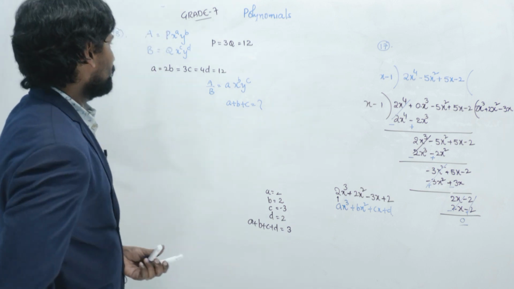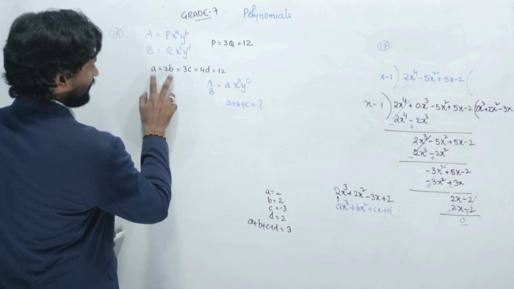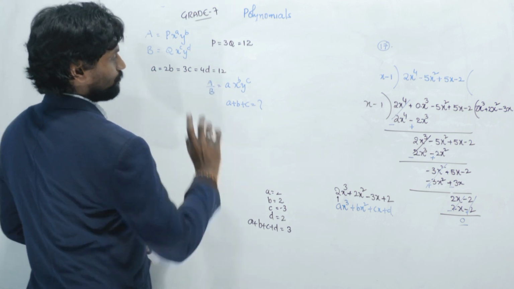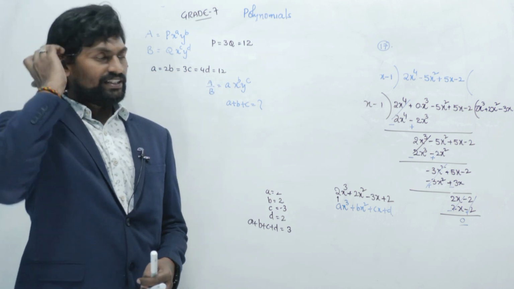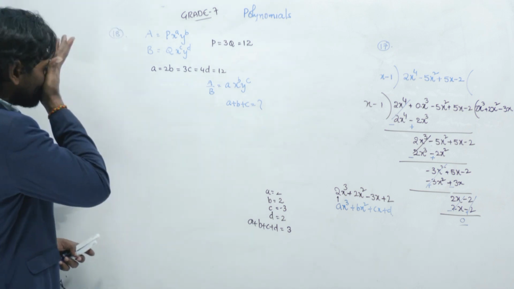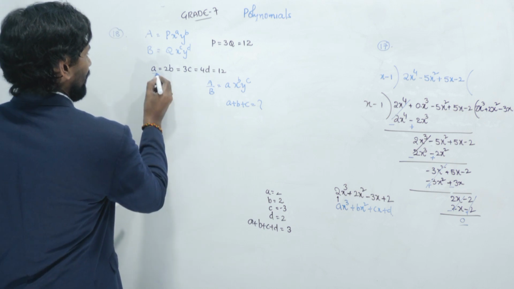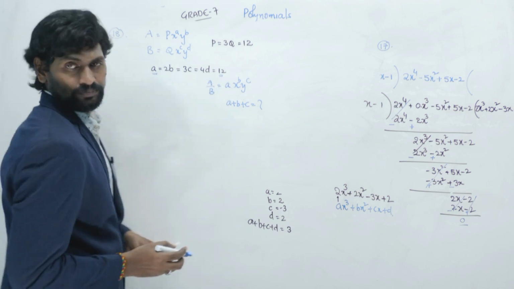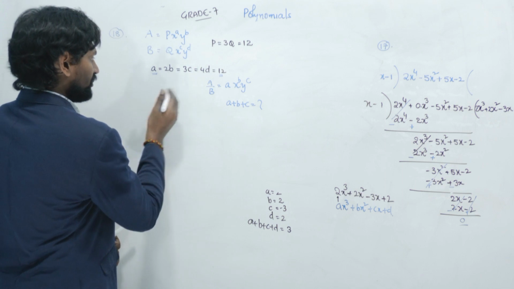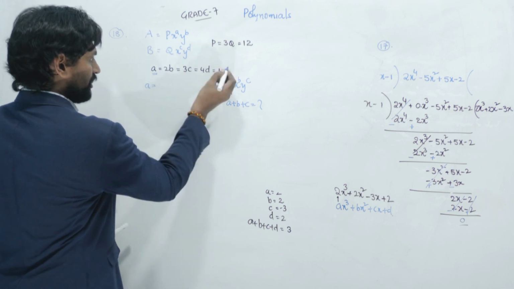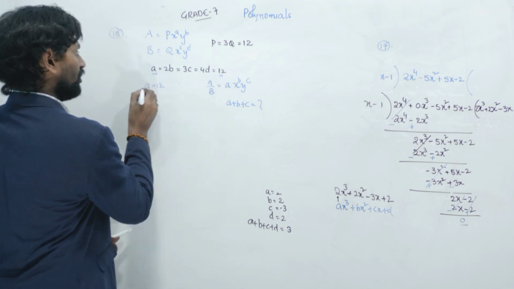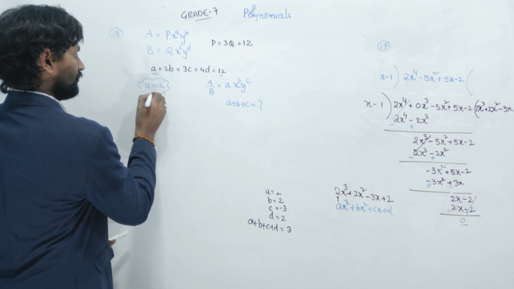Just look into it. First I am finding the values of small a, small b, small c, small d. All a, b, c, d values. Now I am equating any two terms. a is equal to 2. First term and last term I am equating. a is equal to 12. So I got a value is 12.